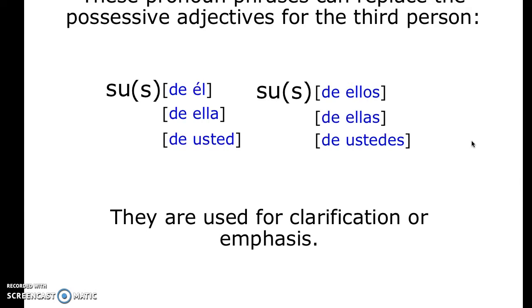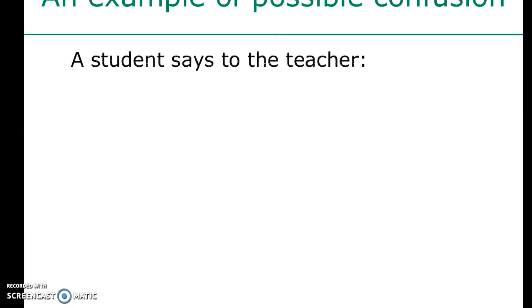Okay, so what we might choose to do if context does not tell us who something belongs to, we might choose to use de and one of the subject pronouns, or you could also use de and that person or those people's names. Okay, so let's look at some examples here because this is an example where we could see some confusion.